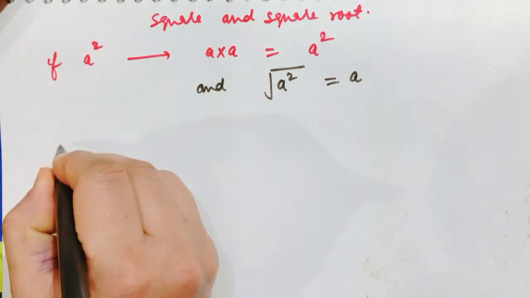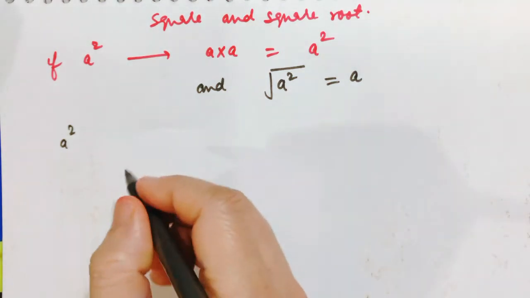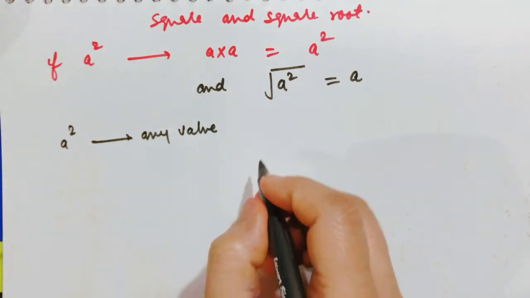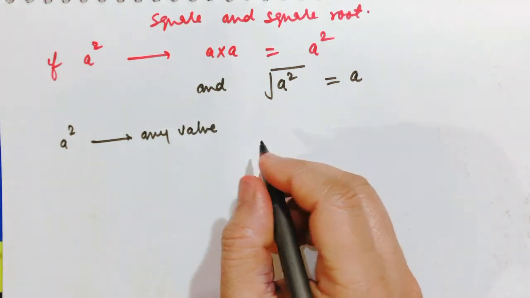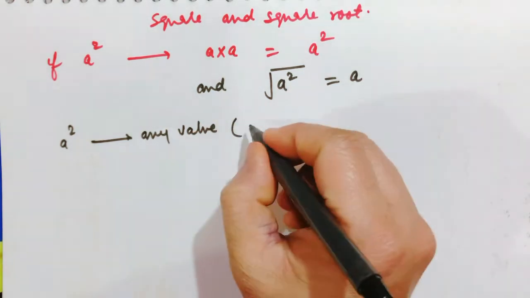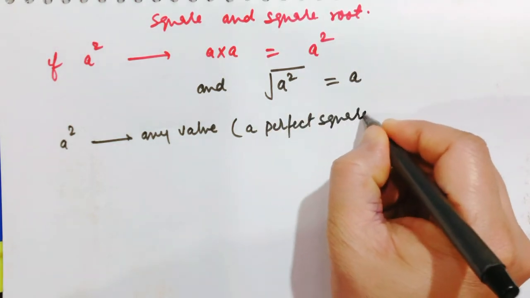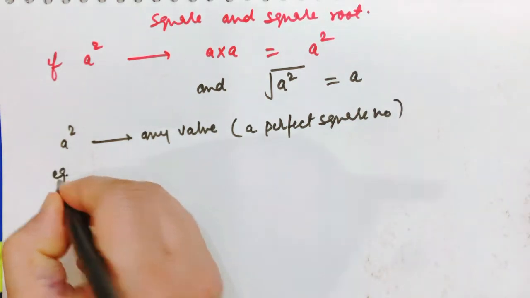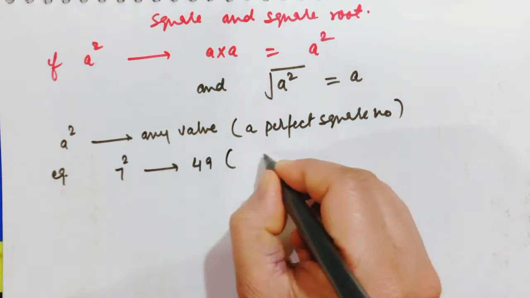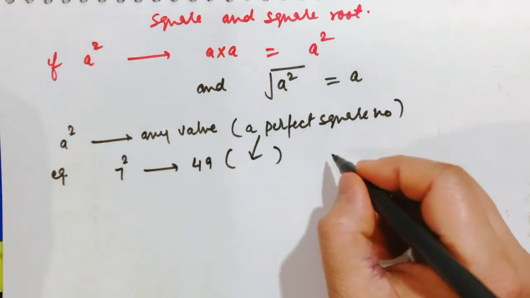So here you can say that if you get any value, whatever it be, then any value that we get that is a perfect square number. For example, whatever value 7 square gives, like 49, 49 we will call a perfect square number, isn't it?